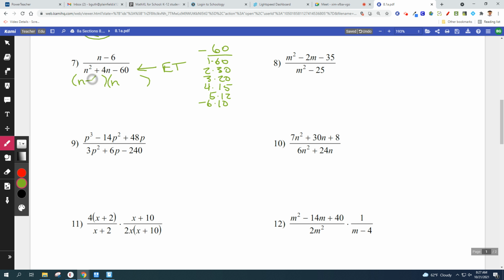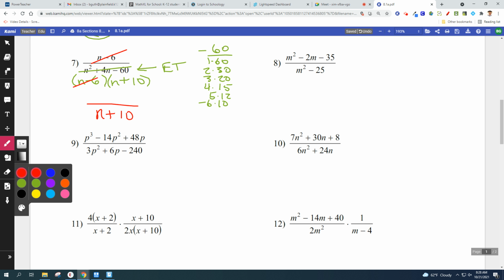And it makes sense that it's -6. You know why? Now we can cancel n minus 6 with n minus 6. Be careful. You're left with n plus 10, but you have to pay close attention to where it is. See how it's on the bottom of a fraction? Make sure you put it on the bottom of a fraction.